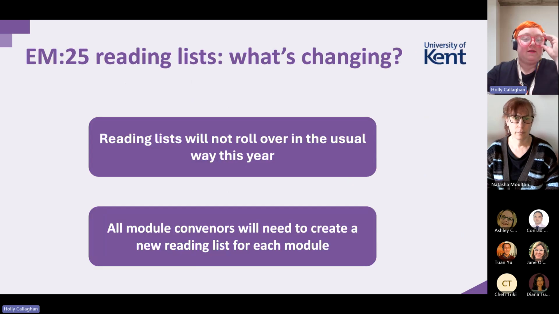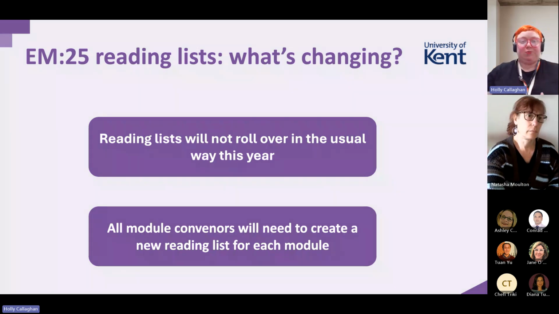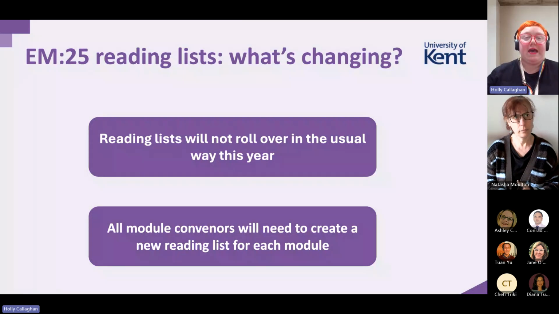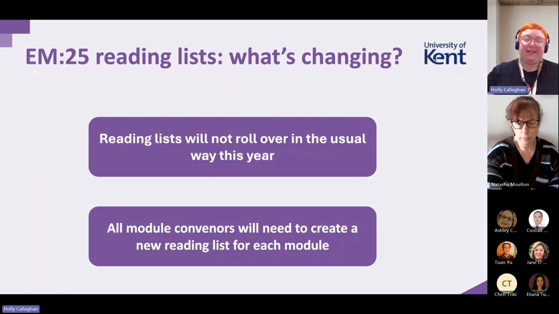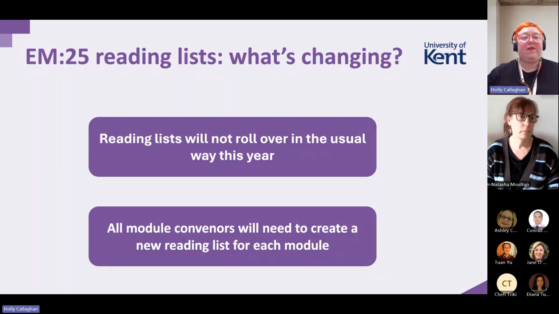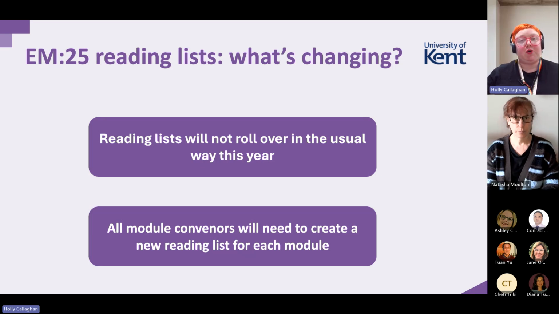So what's the big change this year is that our reading lists are not rolling over. So for those of you that have maybe not gone through this process previously, what usually happens in the summertime is that last year's reading lists will roll over. We will then send out comms to module conveners and we'll just ask you to check through those reading lists to make sure you're happy with what's on there.